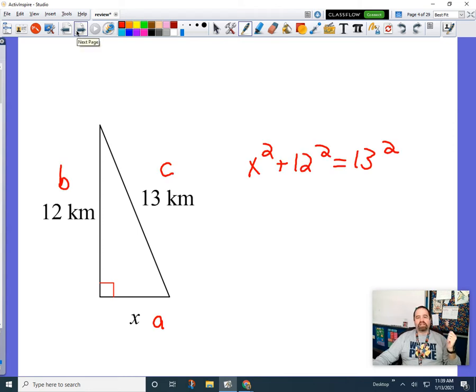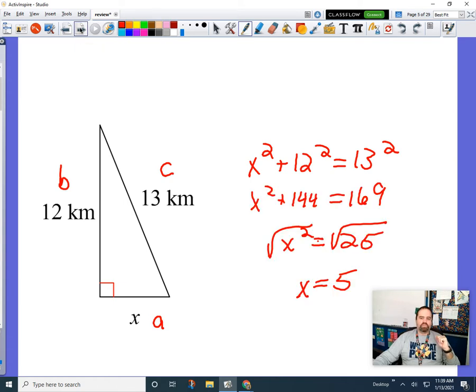If you pick the correct option, x squared plus 12 squared equals 13 squared, I'd like you to solve that now. Correct answer should be 5. Sometimes these will work out to be a whole number. Sometimes they won't. It just depends.